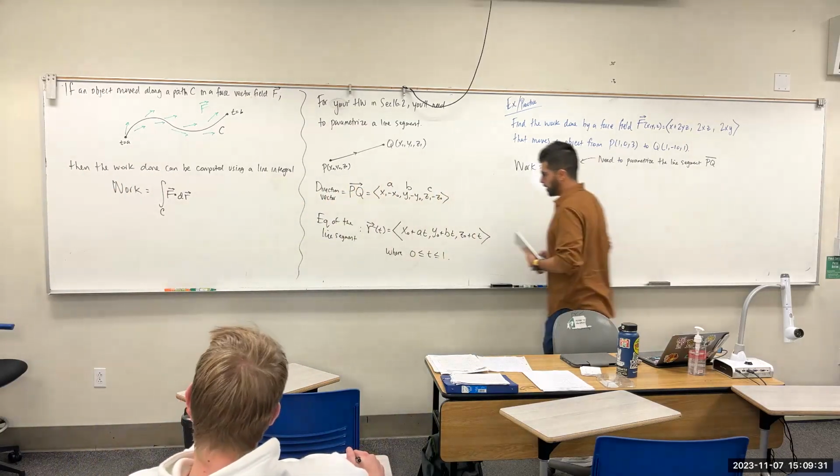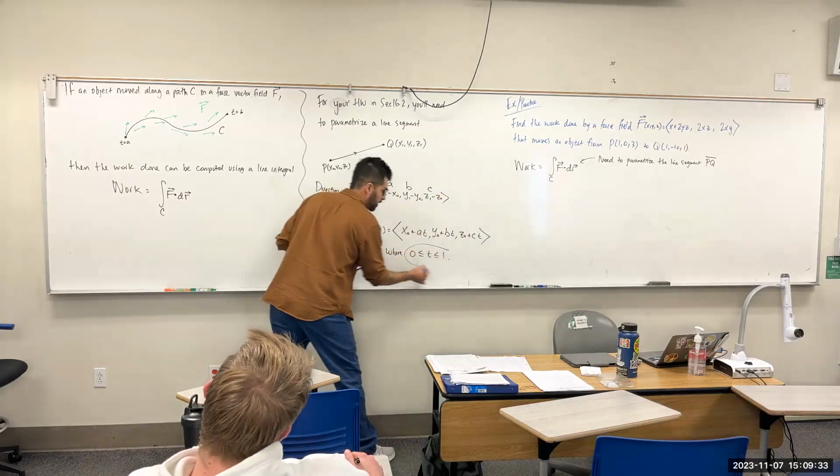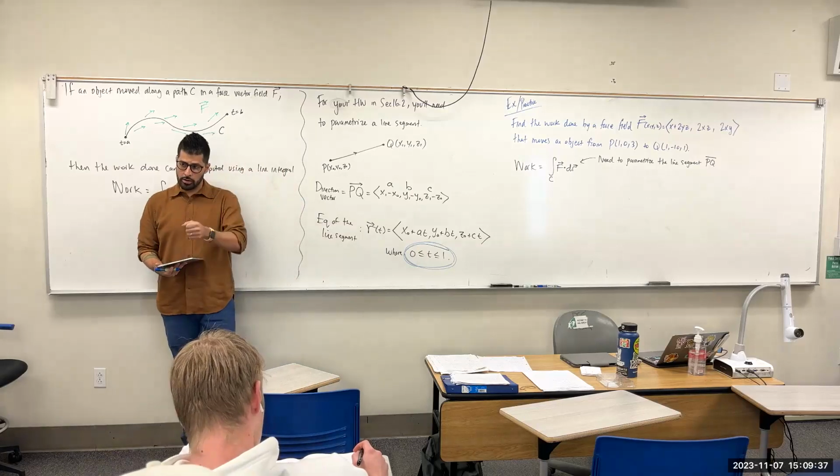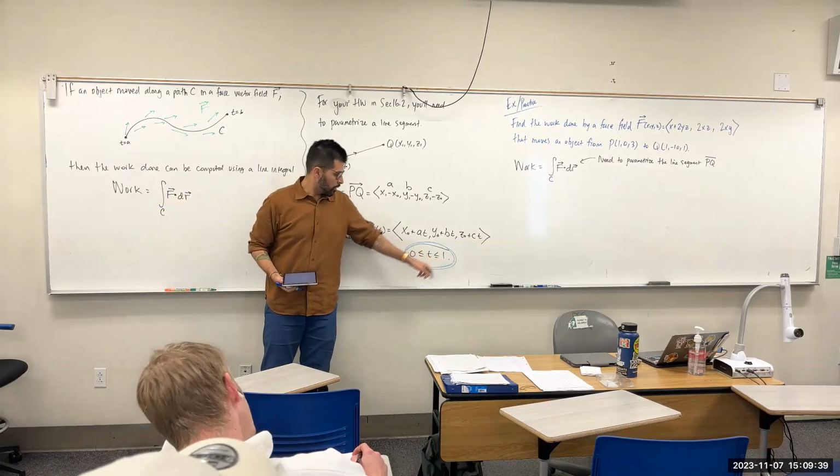So this is the part that makes sure it's a line segment from P to Q. That's what guarantees that it'll start at P, and when you enter 1, it'll end at Q.